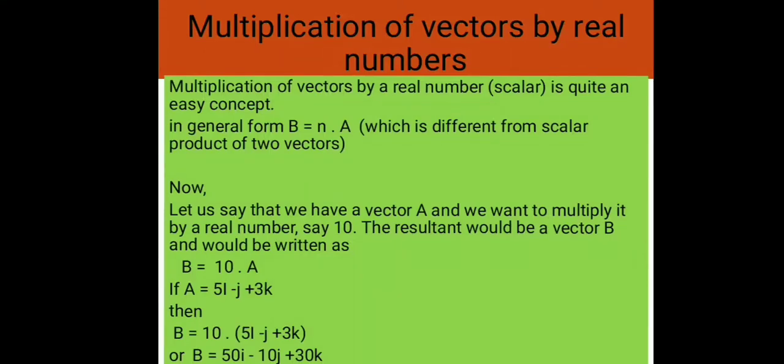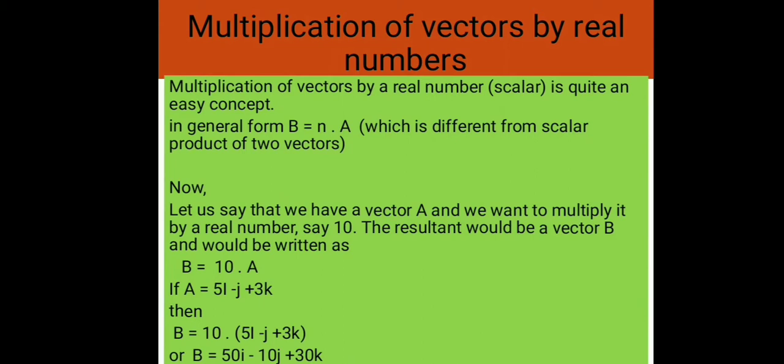Multiplication of vectors by a real number. Multiplication of vectors by a real number means multiplying by a scalar quantity, which is a very easy concept. In general, if we multiply any vector, denoted by a, by n, which is a scalar quantity or a real number, then the resultant vector, denoted by b, is also a vector quantity, that is b equals n into a. This n into a is not a scalar quantity, which is different from the scalar product.